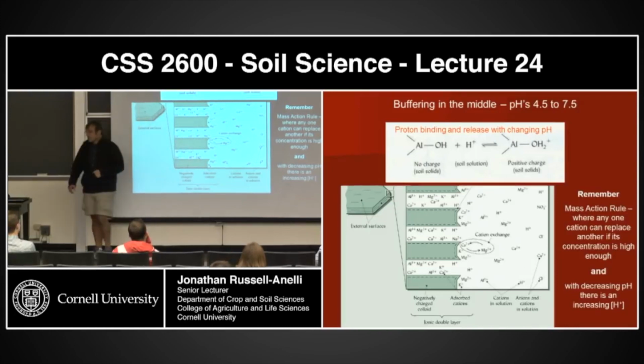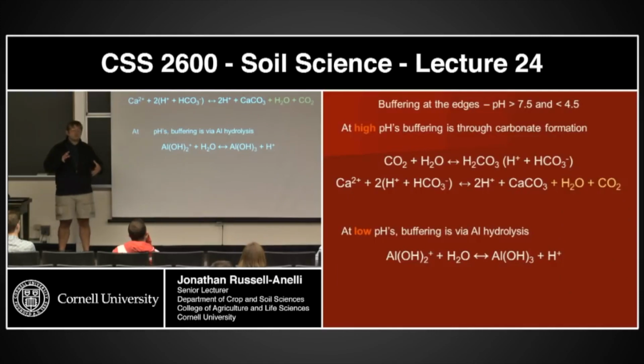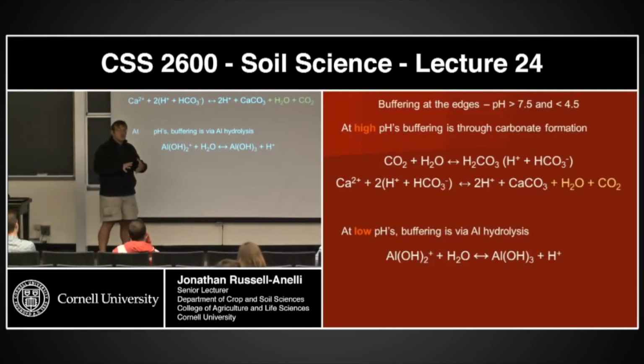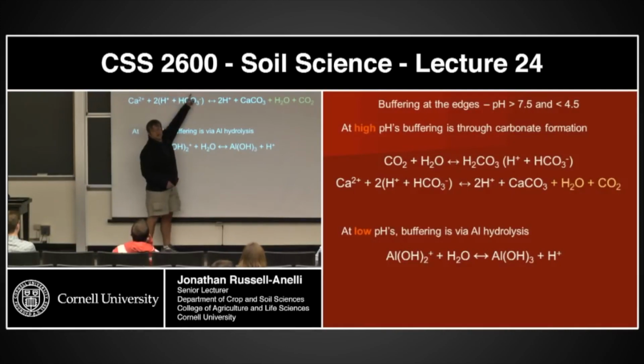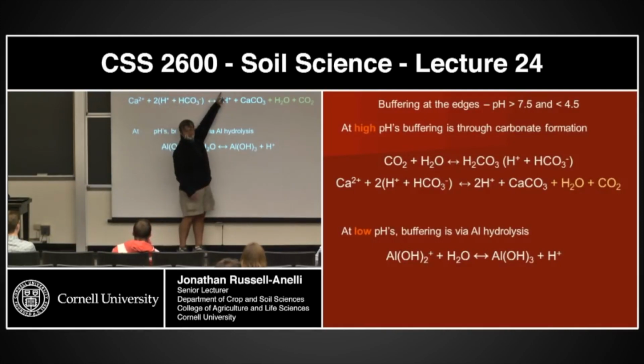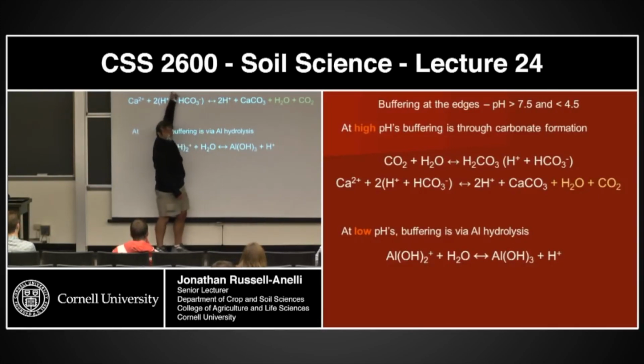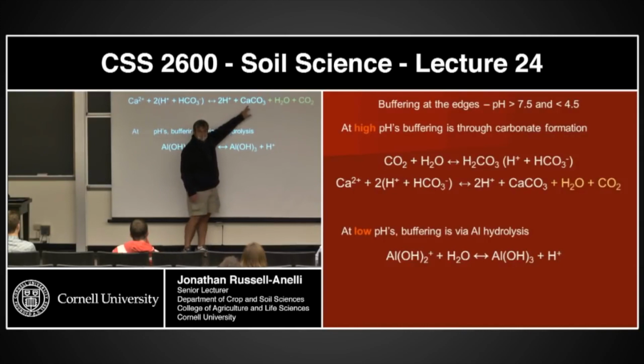Okay? Now, when we start getting at the extremes, the high pHs and the low pHs, there are two other controls. At the high pHs, this is where we ended up last lecture. At the high pHs, you're really looking at calcium carbonate. Okay, so do you guys remember this equation right here? CO2 plus water makes carbonic acid, right? Okay, now this is a reversible reaction. This reaction can go this way. Now, at high pHs, we're really at this component of the pH reaction.